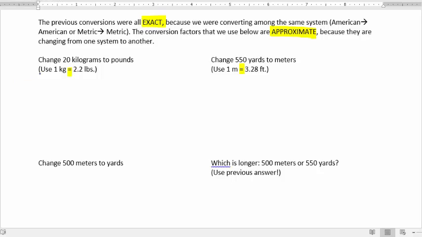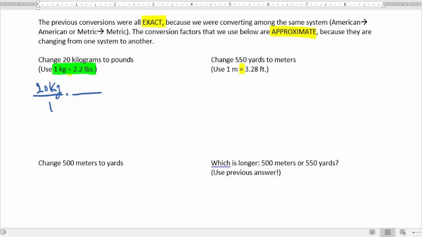So if we're converting from 20 kilograms to pounds, well, this is not as simple as the metric to metric because we can't just slide a decimal point over. So we have to go back to using our conversion factors, right? So we're starting with 20 kilograms. So we're going to write 20 kg. And remember what we had done, we had written it over 1. And now we're going to have to use some conversion factor to cancel out kilograms. So the conversion fact that they give us is that 1 kilogram equals 2.2 pounds.